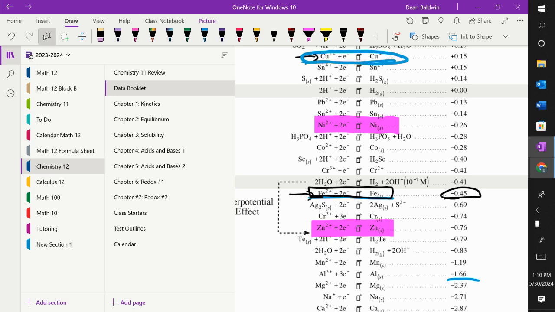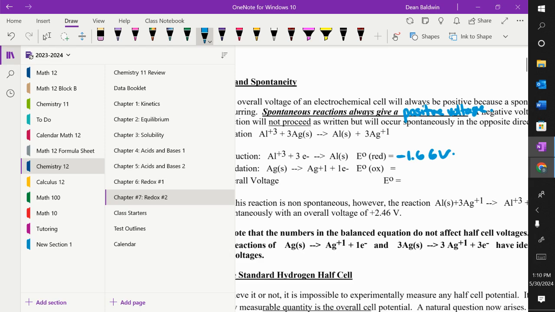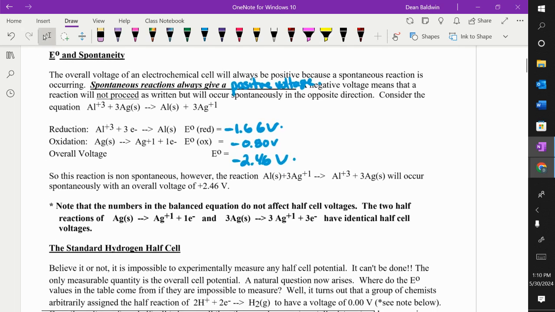The silver, where is the silver? There it is, up here. All right. The silver, we have to flip, because it's silver solid going to silver ions. So it was positive 0.8, is now going to flip to negative 0.8. Add those together, you get a massively negative 2.46 volts. So does this reaction happen spontaneously? There you go. So it is not spontaneous.